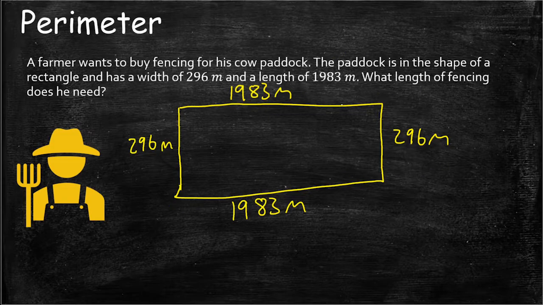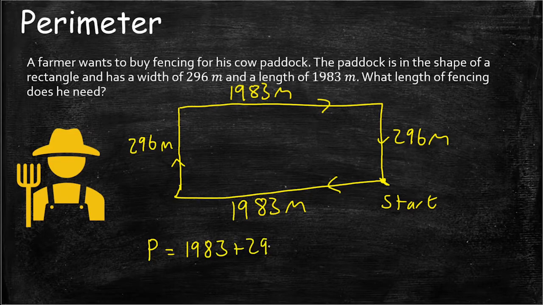So what length of fencing does he need? He wants to do this border all the way around here. So we're just going to start down here and move around in a clockwise direction. We're going to go across there, up there, across there, and then back down there. So the perimeter is 1,983 plus 296. We're going up here. Now we're going to go across to the right, so we're going to add on another 1,983. And then we've got to go down 296.